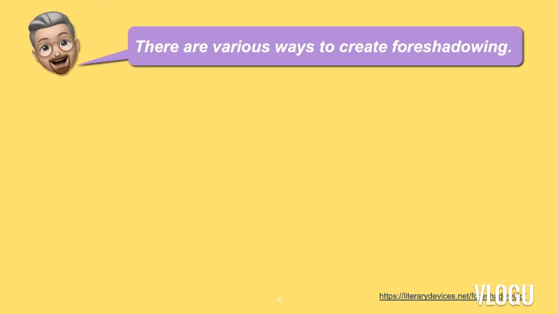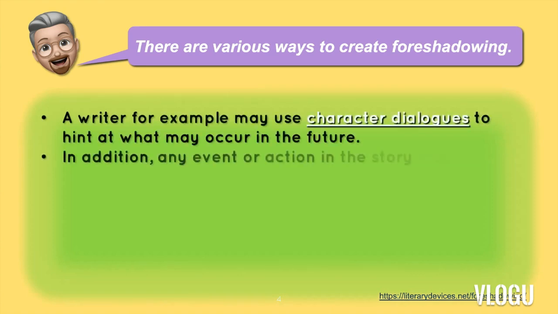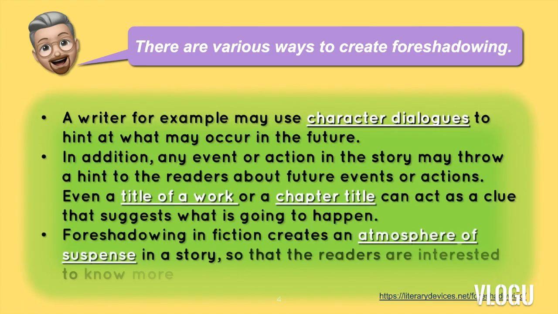There are various ways to create foreshadowing. A writer, for example, may use character dialogues to hint at what may occur in the future. In addition, any event or action in the story may throw a hint to the readers about future events or actions. Even a title of a work or a chapter title can act as a clue that suggests what is going to happen. Foreshadowing in fiction creates an atmosphere of suspense in a story, so that the readers are interested to know more.